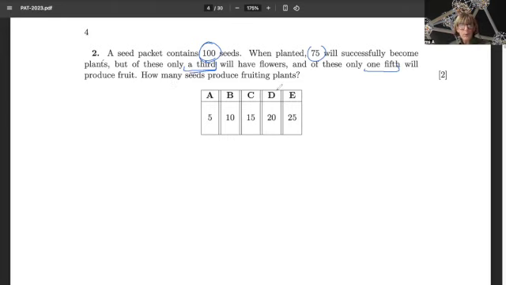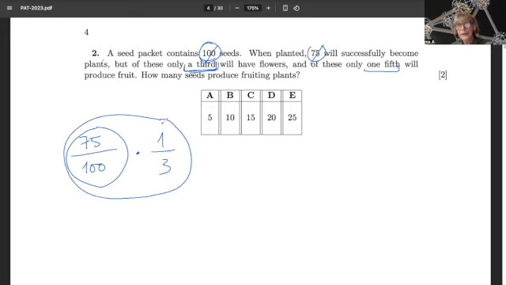Well, it's quite easy. So we start with 75 out of 100 seeds that will become plants. Okay, so we did this and this. So here we have an amount, and of this amount, 1/3 will have flowers. So if we want to take 1/3 of 75 divided by 100, we simply multiply by 1/3. And then of this total amount, which we will calculate later, only 1/5 will produce fruit. So we multiply by 1/5.